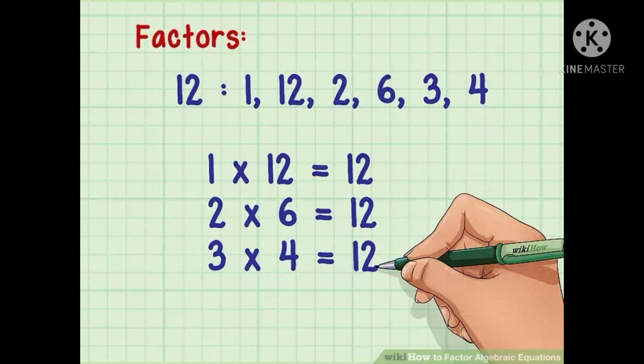A given number's factors are the numbers that multiply to give that number. For example, the factors of 12 are 1, 12, 2, 6, 3, and 4. Because 1 times 12, 2 times 6, and 3 times 4 are all equal to 12.